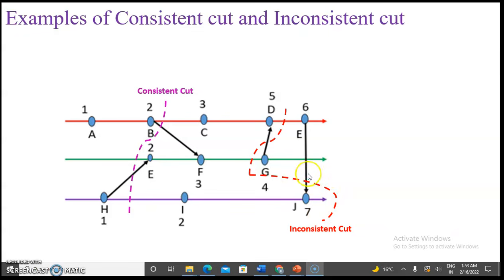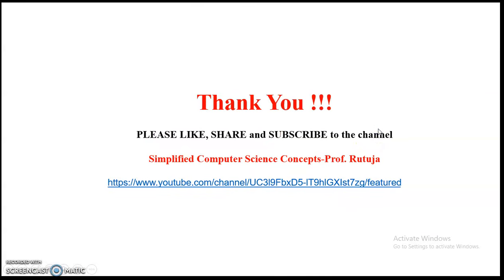Again, if you see this particular event here, the receiving event is inside the cut, but E, that is the sending event, is outside the cut. Here again it is an inconsistent cut, because the receiving is inside the cut, and for receiving, the message should be sent. The sent message is outside the cut. So this is an inconsistent cut. So I hope you have understood this concept of consistent cut and inconsistent cut.